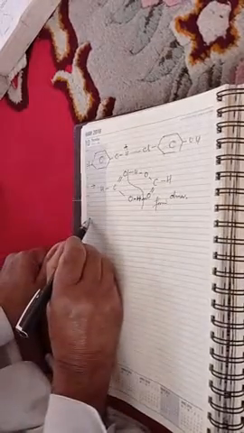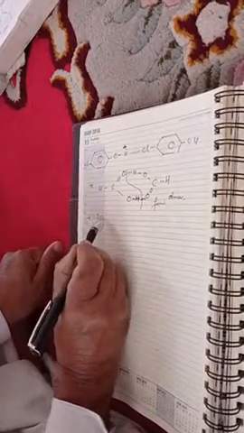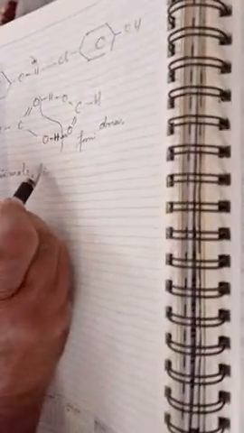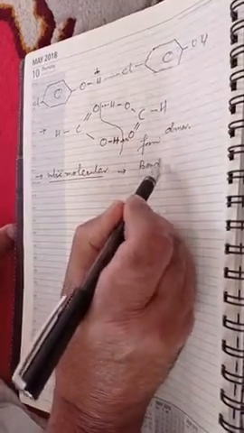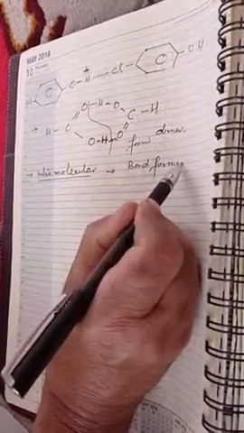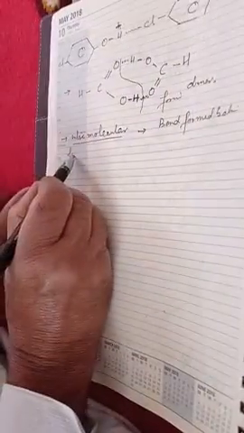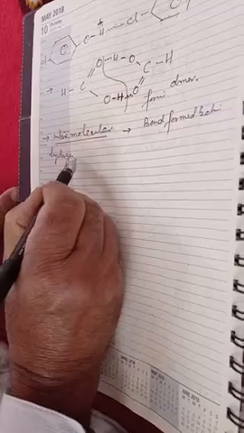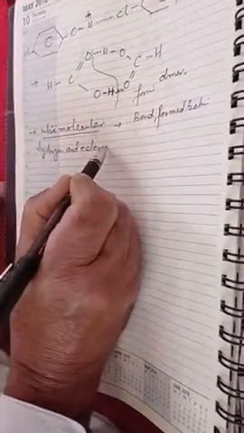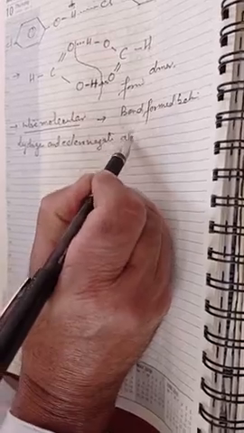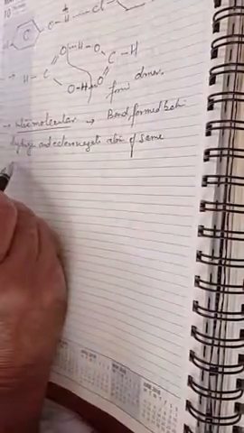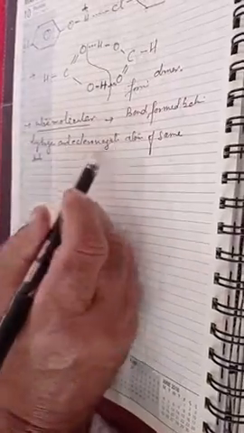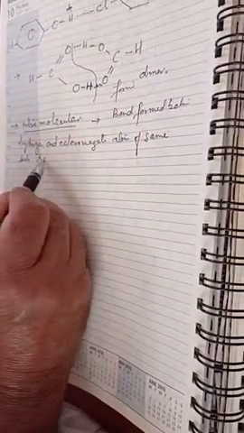Now another type of bonding is intramolecular. Intramolecular means a bond formed between hydrogen and an electronegative atom of the same substance. That is, within the same molecule there is a hydrogen atom and an electronegative atom of the same molecule, and this bond exists between them.